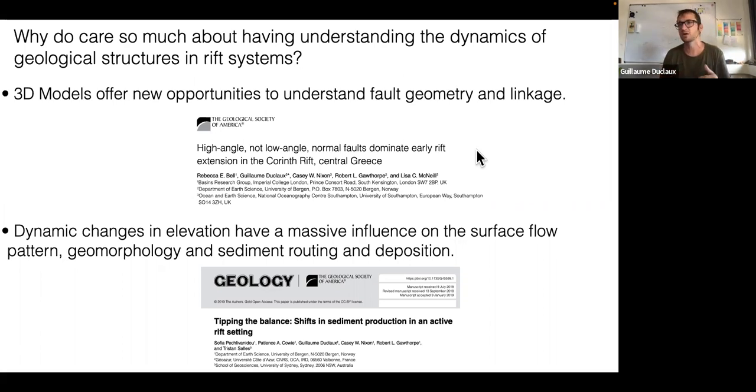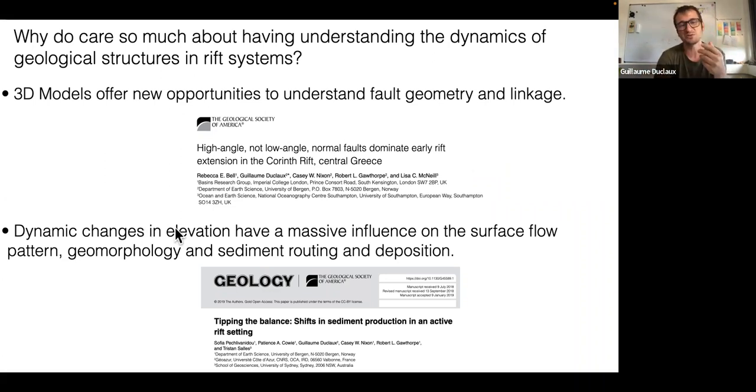of the current rift, where various schools or various research groups have been proposing different interpretations based on the seismicity, which is recorded today in a Western current rift. And our conclusion is very obvious, is that high angle, not low angle normal faults tend to dominate early extension in this system. I'm going to show you that in a minute.